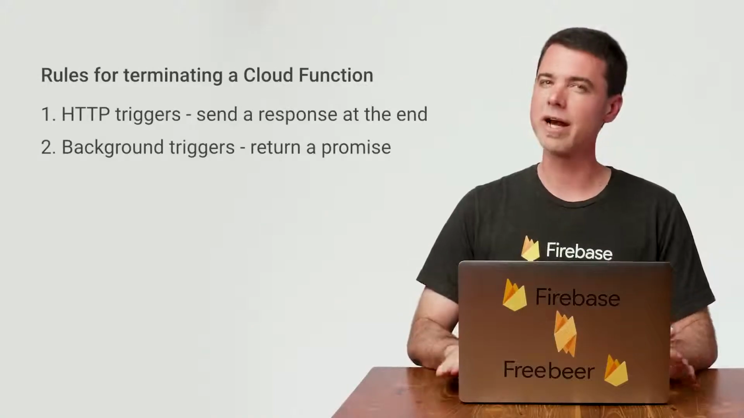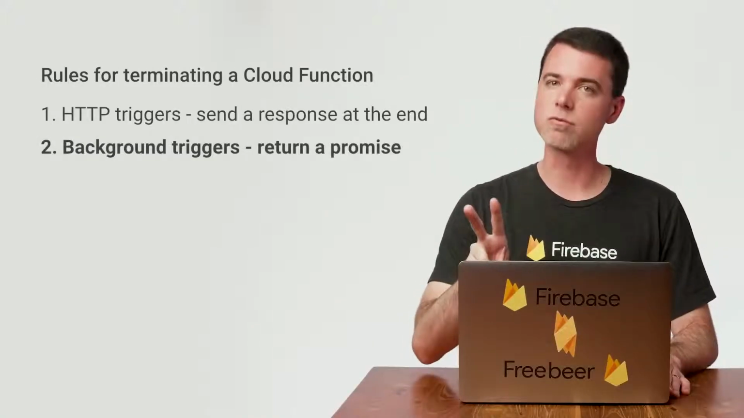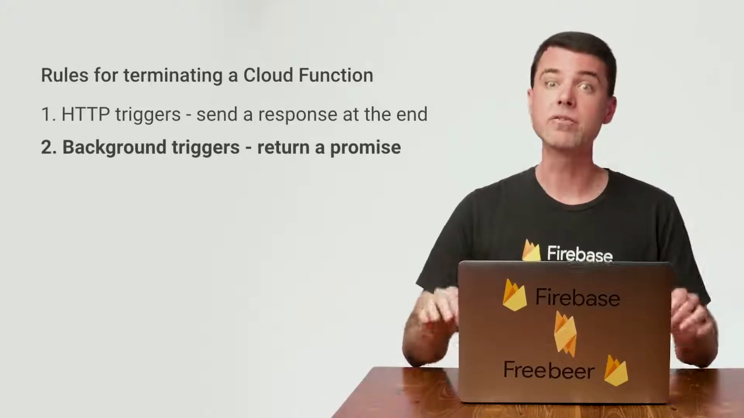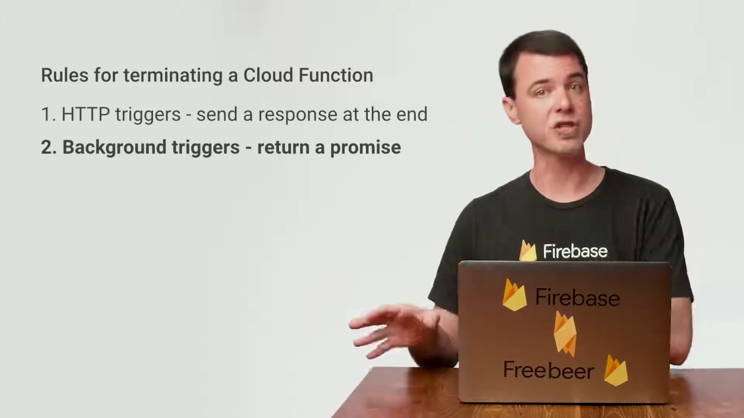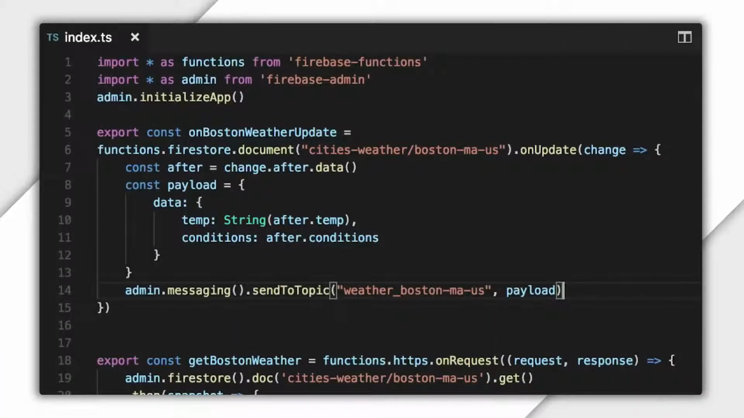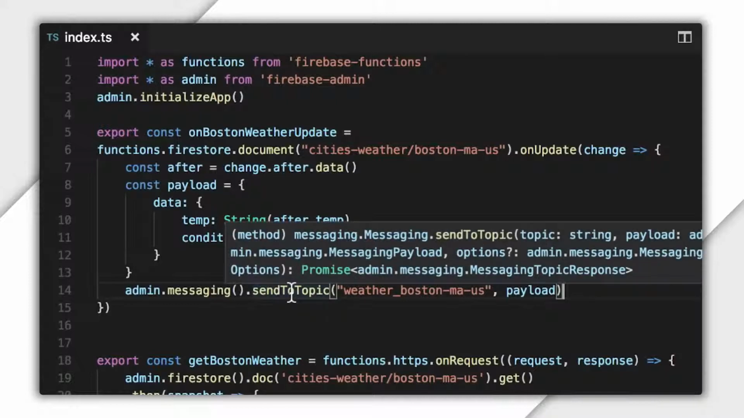But there's one thing I forgot in my code. Remember the second rule for terminating all functions other than HTTP triggers. They must return a promise that's fulfilled or rejected when all the pending work is complete. What I forgot to check in my code is what the admin SDK returns when I sent that message. So let's go see it in VS Code. If I hover the mouse over sendToTopic, VS Code will tell me its arguments and return value. And I can see here that it returns a promise.